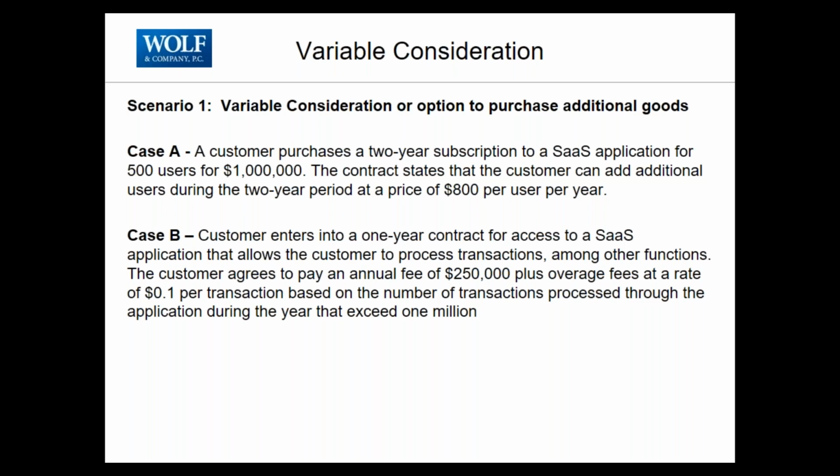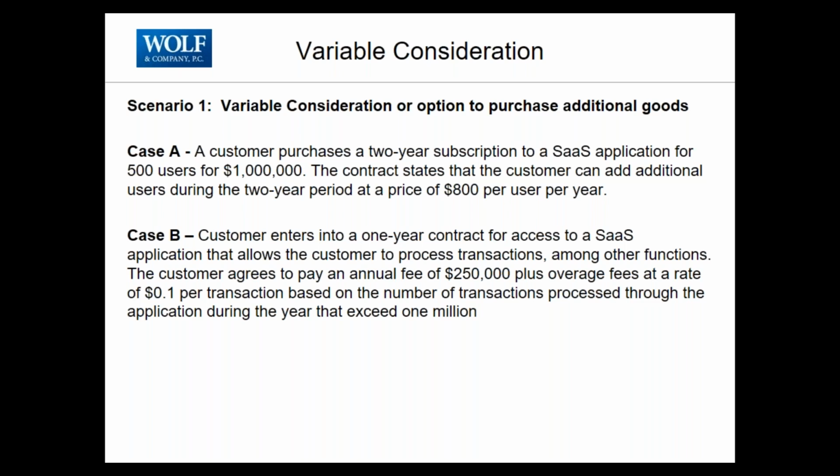So contrast this with case B, where the customer enters a 1-year contract for a SaaS application that allows the customer to process payroll transactions. The customer agrees to pay an annual fee of $250,000 plus overage fees at a rate of 1 penny per transaction when it exceeds 1 million transactions. A reasonable conclusion here is that the performance obligation is to provide continuous access to the SaaS application regardless of the number of transactions processed.